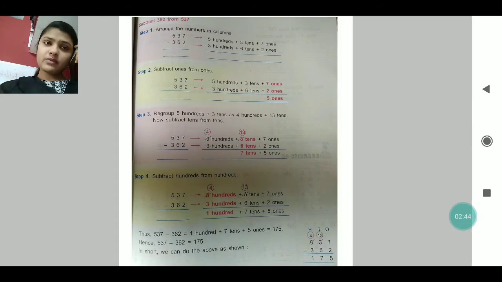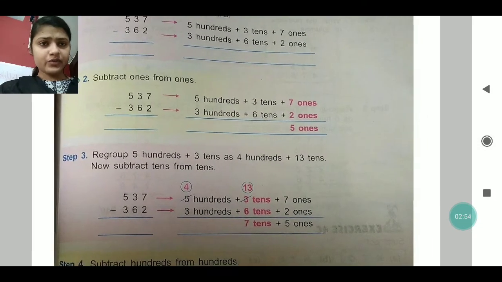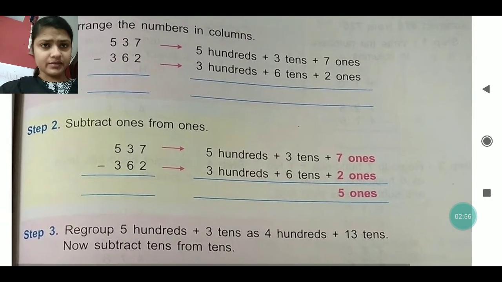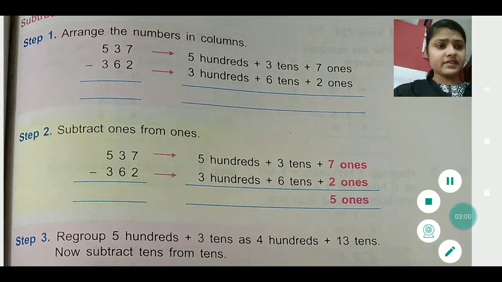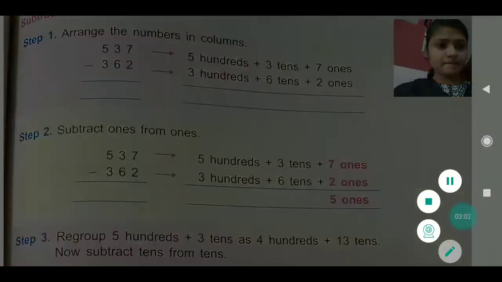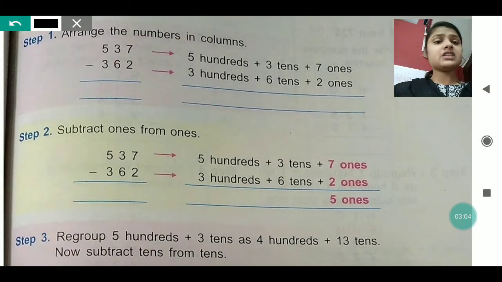This is the question which I am going to discuss with you all. I am going to zoom the page so that you can see the things nicely. The first thing which you have to do in this, just see. Step by step, all things are given. First thing is arrange in columns.